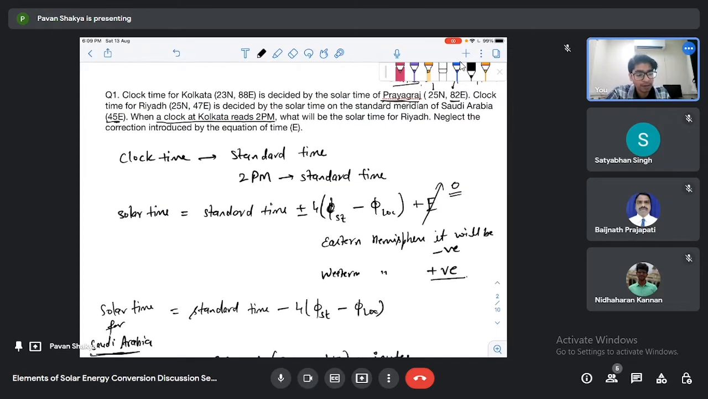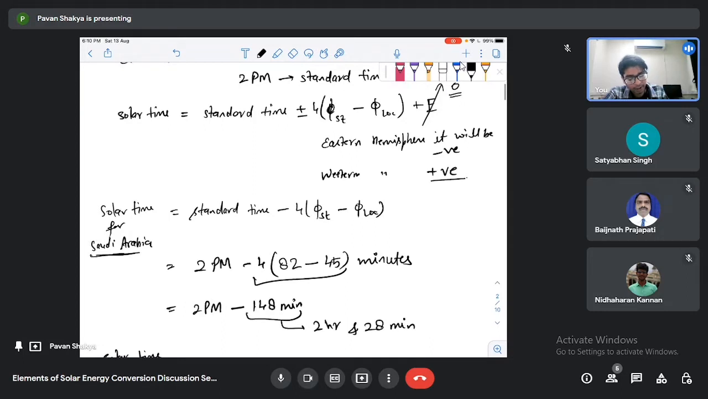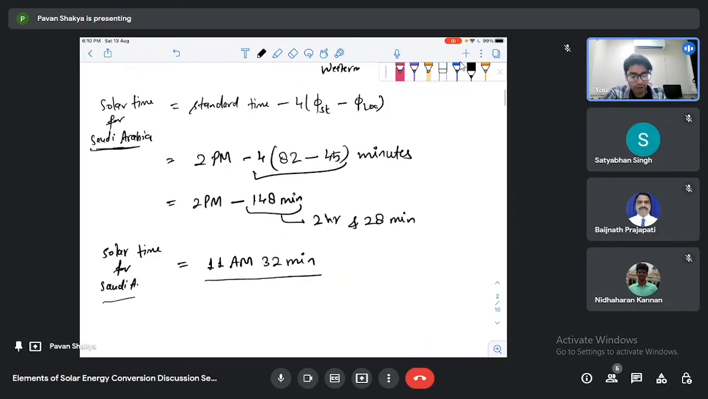Now coming to the second location, Riyadh, where we have to calculate the solar time. In the problem it is given that the clock time for Riyadh is decided by the solar time on the standard meridian of Saudi Arabia. So this solar time for Saudi Arabia will be the standard time for Riyadh.